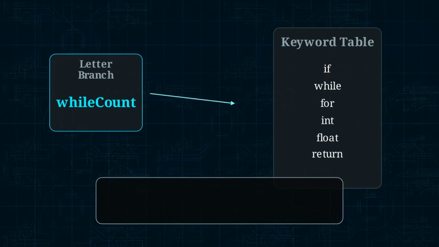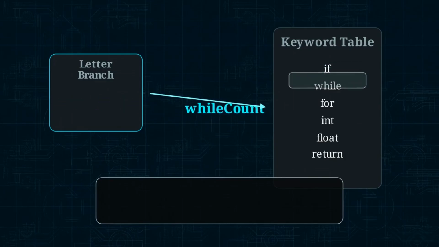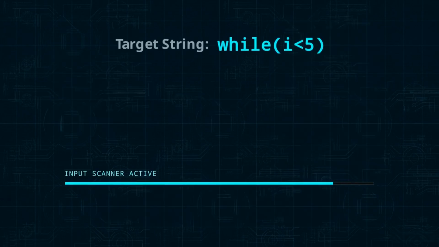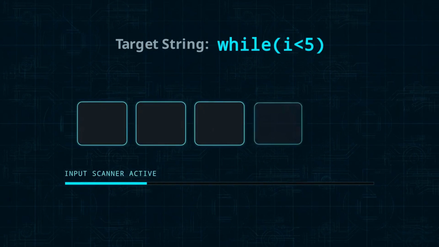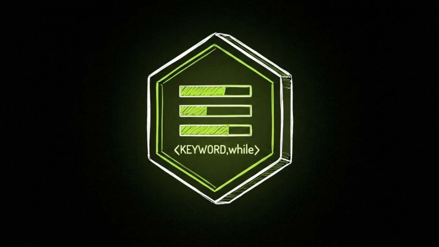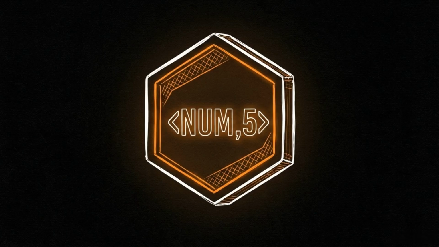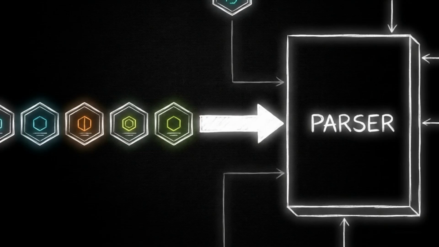The suspected identifier is checked against a keyword table. If a match is found, the system reclassifies it as a keyword token. A word like while count goes through the same check. Since it isn't in the keyword table, it retains its status as a standard identifier. Let's apply these rules to a specific string: while, parenthesis, i, less than 5. The keyword table identifies while, the operator nodes handle the symbols, and the digit branch processes 5. The resulting stream is ready for the next stage of compilation.